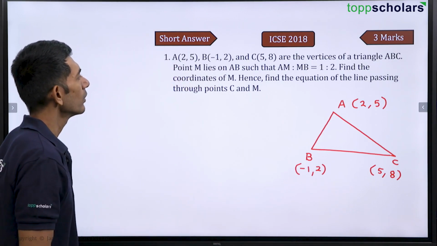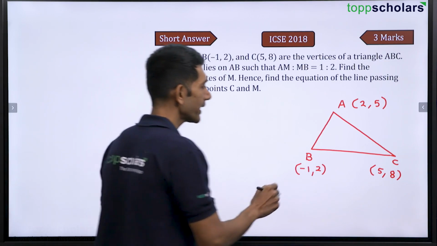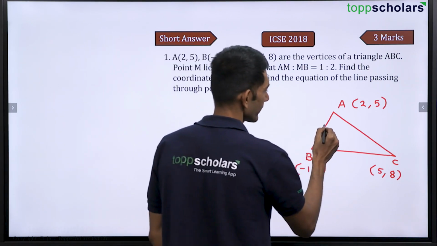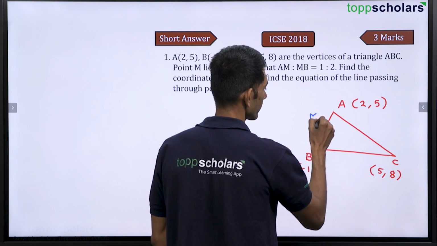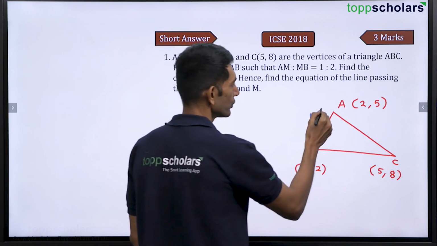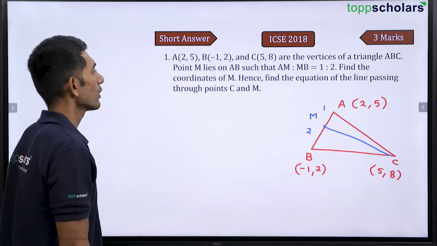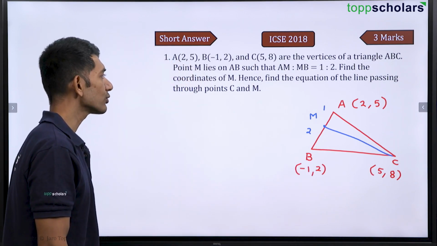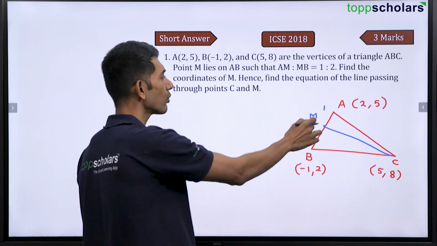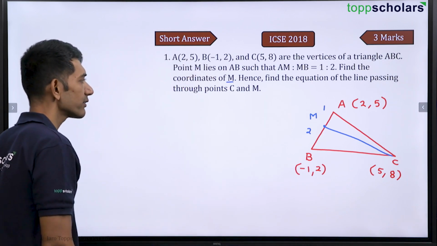Correct? Now, what is given? It is given that point M lies on AB, such that AM is to MB is 1:2. And if I join like this, the question says find the equation of the line passing through points C and M. But firstly, we need to find the coordinates of point M as well. So let us begin with finding the coordinates of point M.